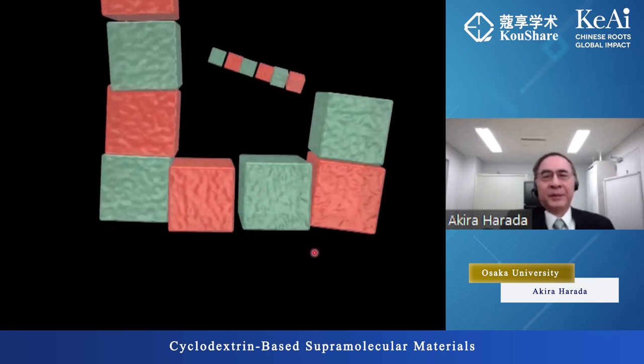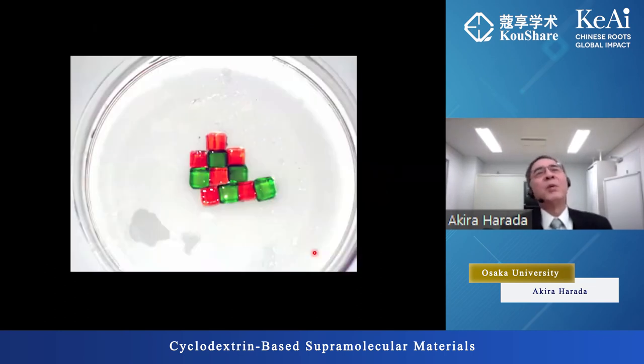a regular pattern. When we use gels with the same shape and similar sizes prepared using a mold, we could obtain a much more regular pattern, as shown here, like crystallization.